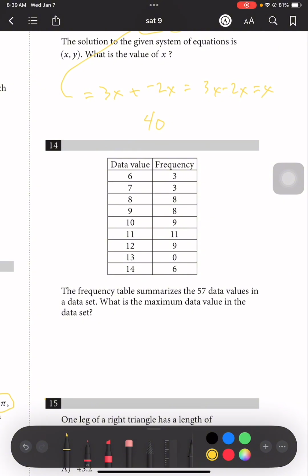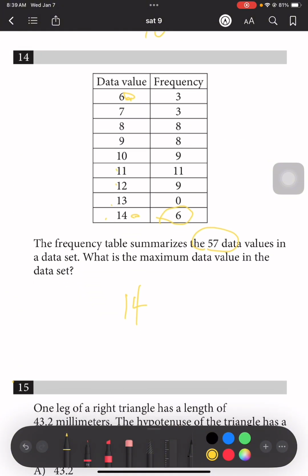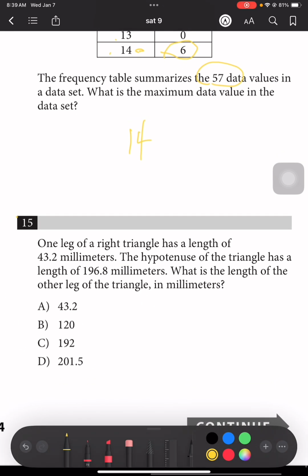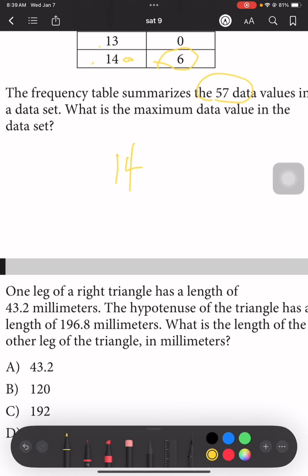The frequency table summarized 57 data values. What is the maximum data value in the data set? Maximum value. Okay, so you've got 3 6s here, 3 6s, yeah, 6 14s. And 14 is the biggest data value. It occurs 6 times though. See, that's the frequency, that's the count. Don't confuse that with the data. It's just a count of how many occurrences of these data values.